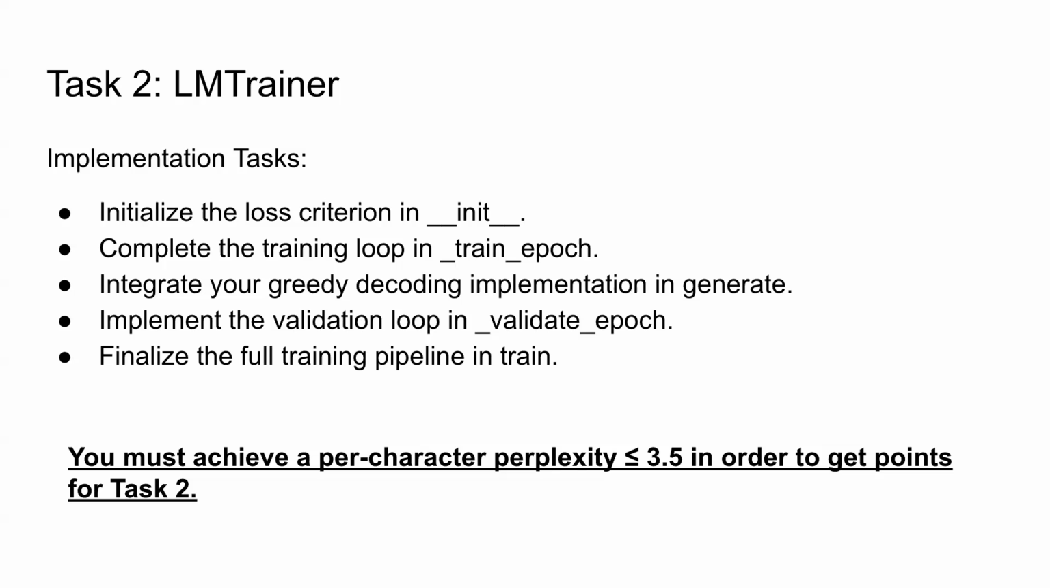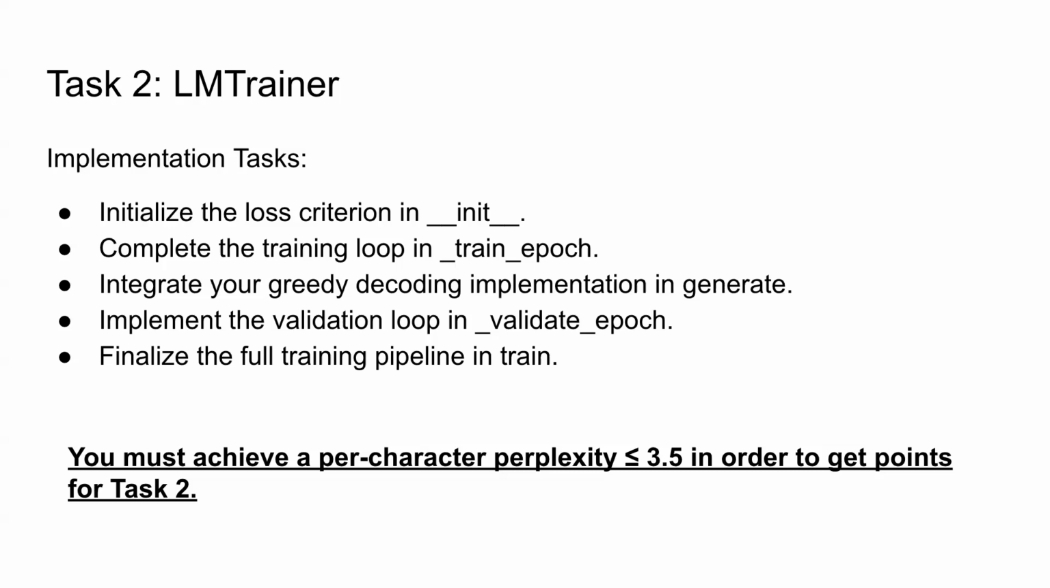This is what you'll be implementing in the train epoch function. And once you do that, you need to validate it. So you need to implement the validate epoch function. In the validate epoch function, you will be putting the model in inference mode, and then you will be getting the generation, and then you will be calculating the validation loss.